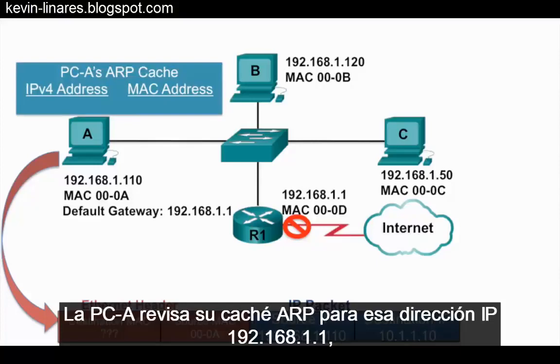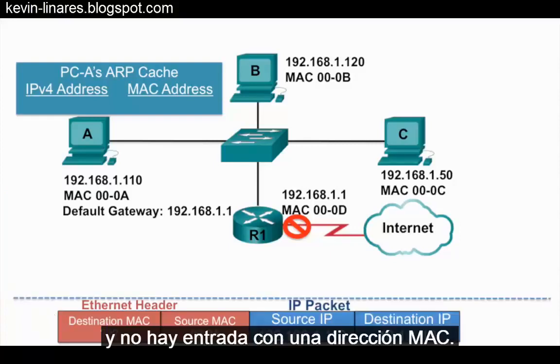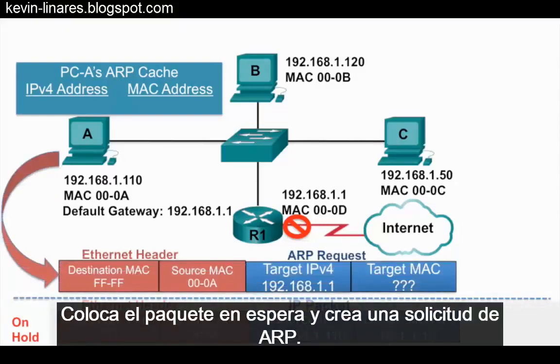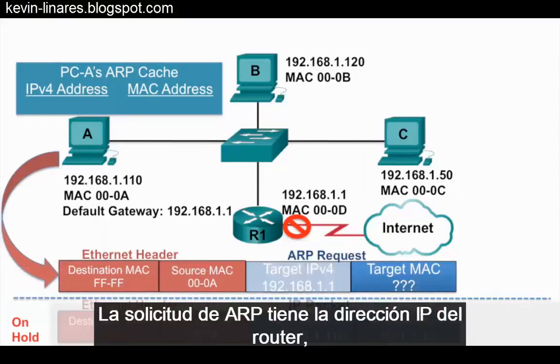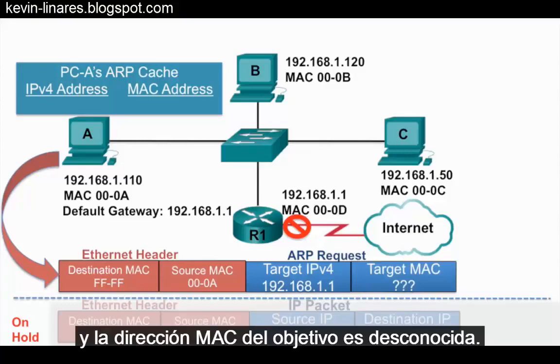PCA checks its ARP cache for that IP address, 192.168.1.1, and there's no entry with a MAC address. So it puts the packet on hold and creates an ARP request. The ARP request has the IP address of the router, 192.168.1.1, and the target MAC address is unknown.